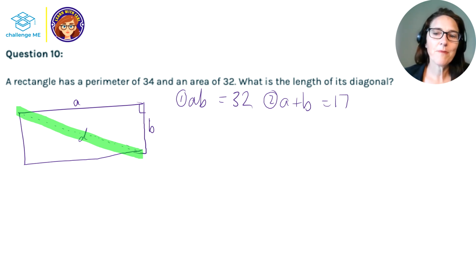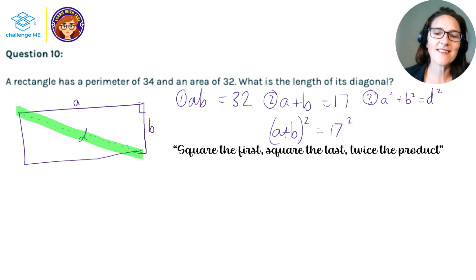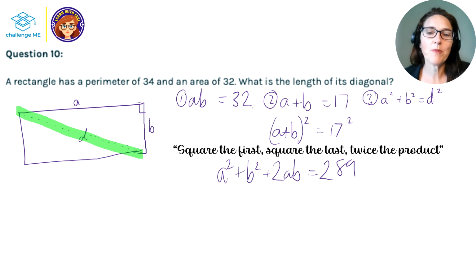We can also apply Pythagoras' theorem and say that a squared plus b squared equals d squared. And if we could work out what a squared plus b squared is, then we can get d. Let's have a focus on that middle equation there. If we square both sides, when you're trying to square a binomial, I've got a little saying, you might know it already. It's square the first, square the last, and twice the product. That's if you multiply that bracket by itself. And it's just a quick way. And so that would look like a squared plus b squared plus 2ab.